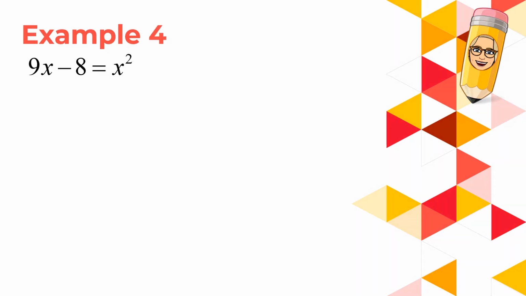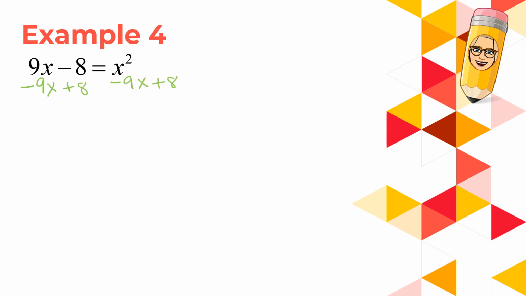Example 4. This one's different because notice it's not equal to 0, so we want to make sure we set it equal to 0 first. Okay, we could move the x squared, but the problem with moving the x squared is then it would become negative. We don't ever want to make x squared negative, so we're going to move the other stuff. So we're going to move 9x to the other side, and I'm going to move the 8 to the other side.